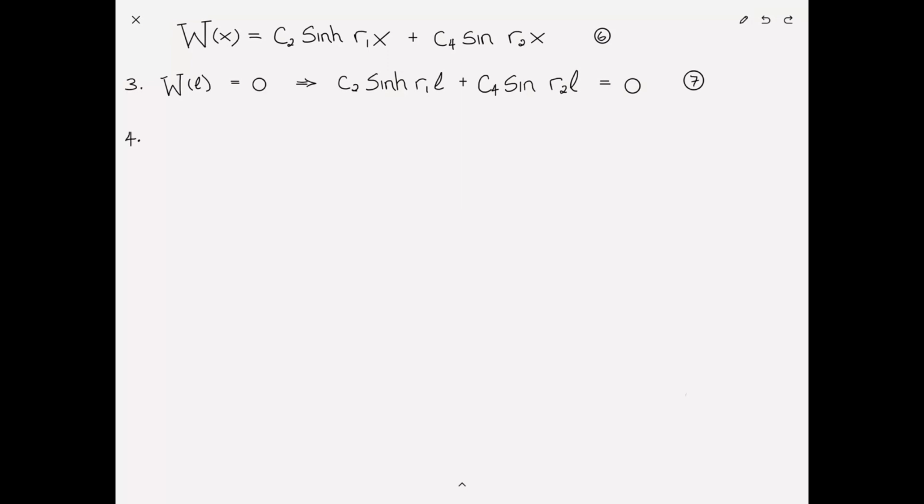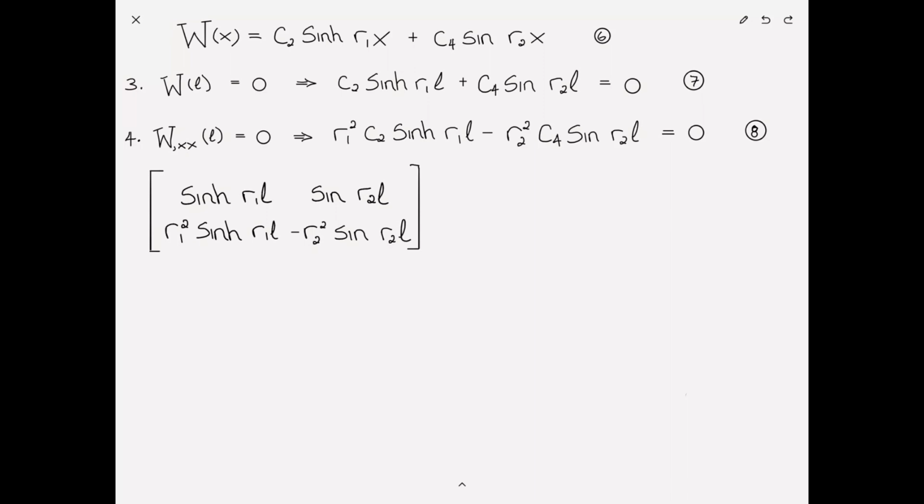And then the final boundary condition, number 4: w comma xx, the curvature or the moment, at L is equal to 0. Taking the second derivative and substituting x equals L into that gives us r1 squared C2 sinh r1L minus r2 squared C4 sine r2L, and that's equal to 0. Call that equation 8. So we're going to write equations 7 and 8 compactly in matrix form, and that is a coefficient matrix times the vector C2, C4 equal to 0.